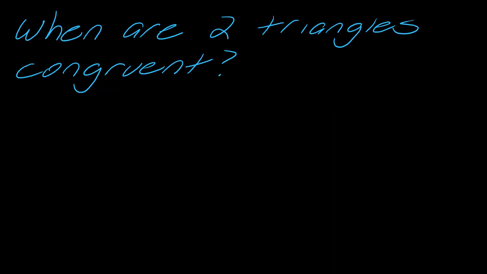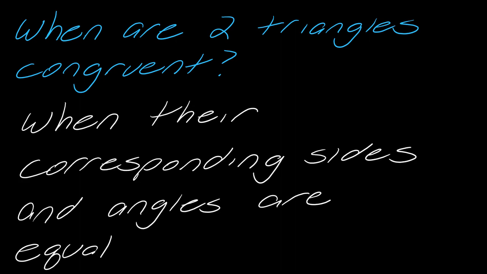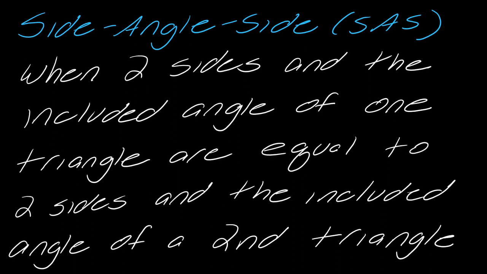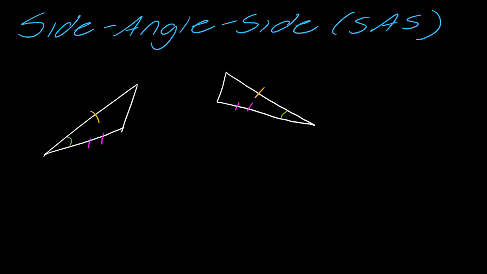So when are two triangles congruent? They're congruent when their corresponding sides and angles are equal. You might remember these from the days of geometry, the congruence axioms. So we had side, angle, side. This is when two sides and the included angle of one triangle are equal to two sides and the included angle of a second triangle.